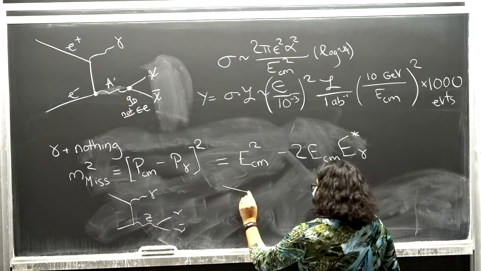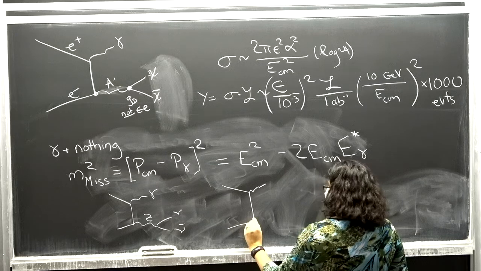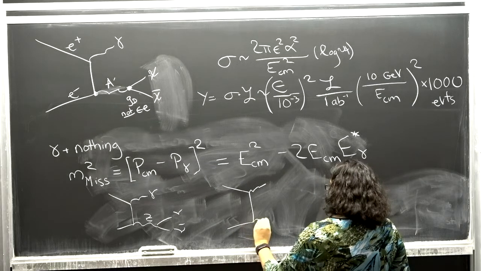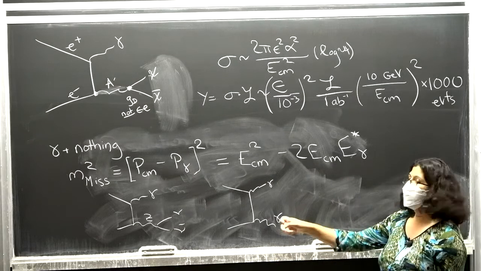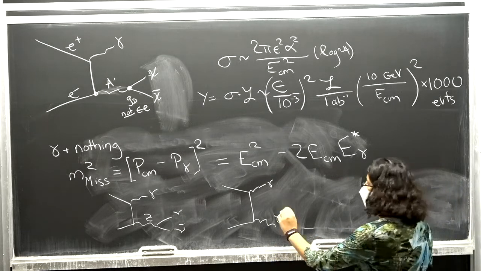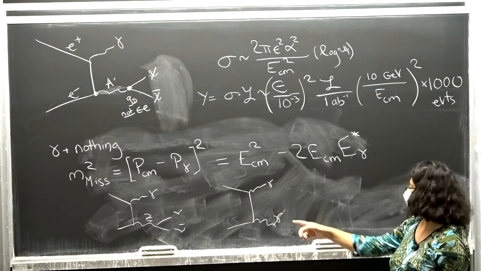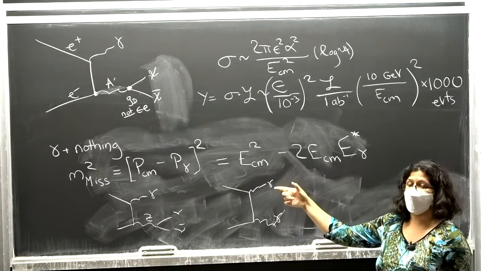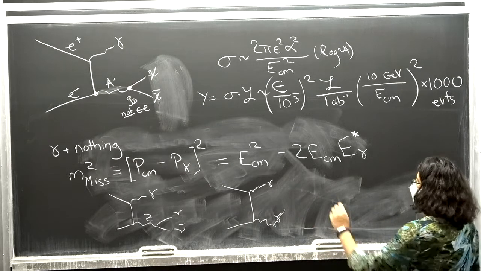The dominant backgrounds to this process are actually two kinds of things. One is 2 photons, where you miss one of those photons. It just goes into a crack in the detector. If one photon went down the beam pipe, the other photon would have to go down the beam pipe too. So we don't worry about the beam pipe too much in this context.